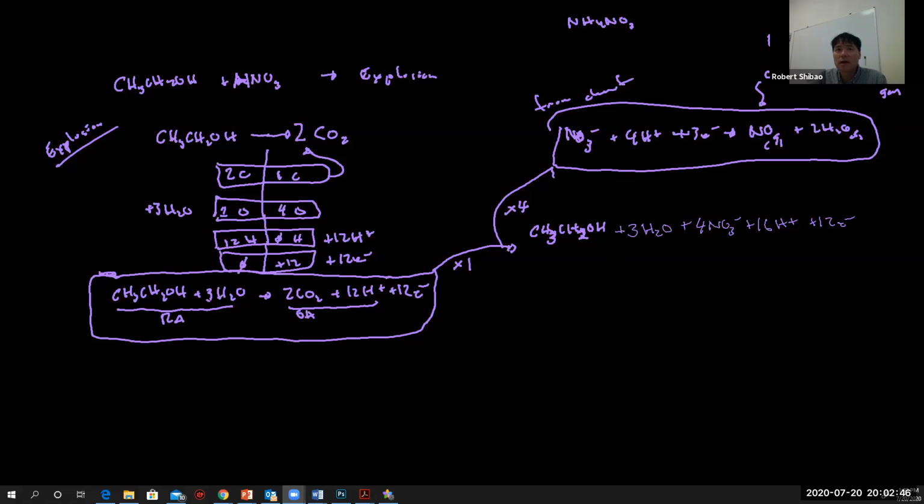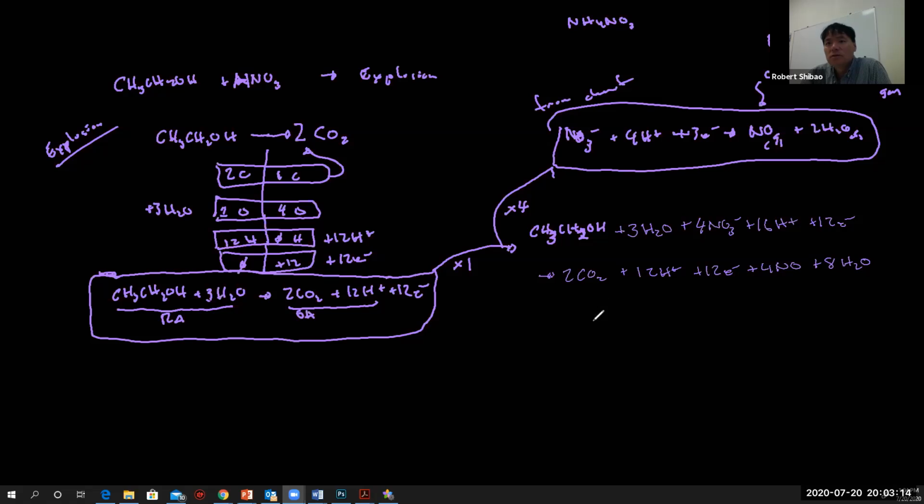So that's everything on the left. And then we combine everything on the right. So everything on the right would be 2 CO2. Those are gases. I'll put in the states later. Plus 12 H plus, plus 12 electrons. Okay, now here I have to multiply everything: 4 NOs plus 4 NOs plus 4 times 2 is 8 H2O.